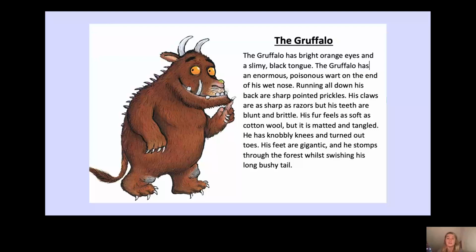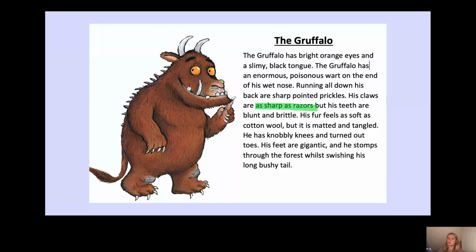Okay, so far we haven't used "as" in a simile to compare two things or objects, have we? Running all down his back are sharp, pointed prickles. Nope, still haven't compared. His claws are as sharp as razors. Oh, there we go. So his claws are sharp, and we also know that a razor is very sharp. So therefore here, the author has compared the Gruffalo and a razor because both of these things are sharp, and he has used a simile to do this. So, as sharp as razors. So well done if you spotted that one.